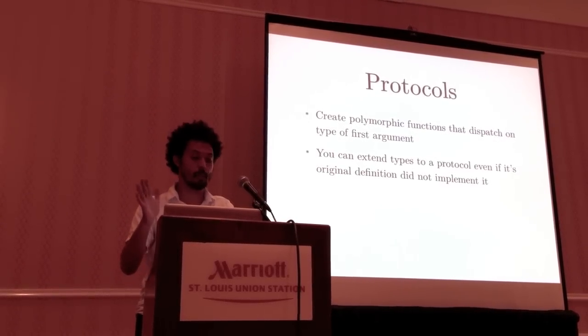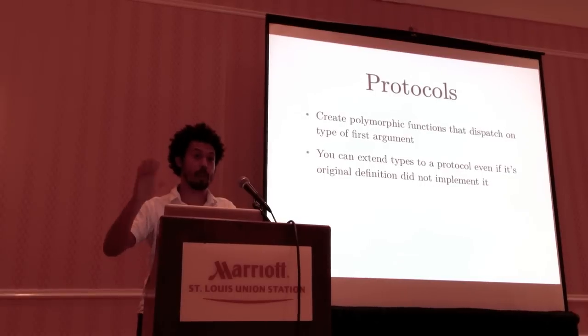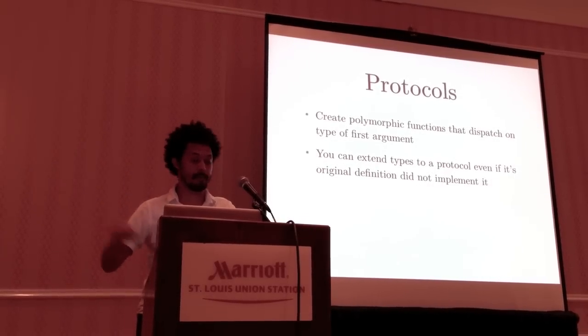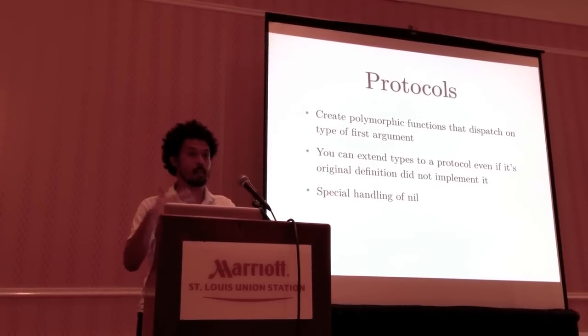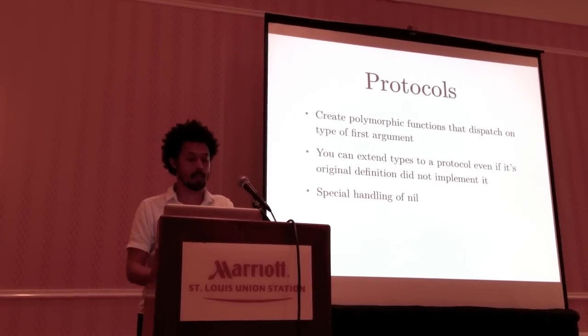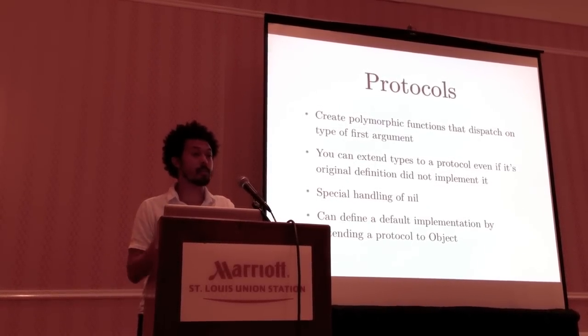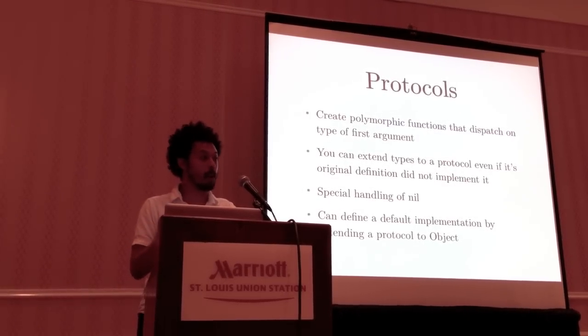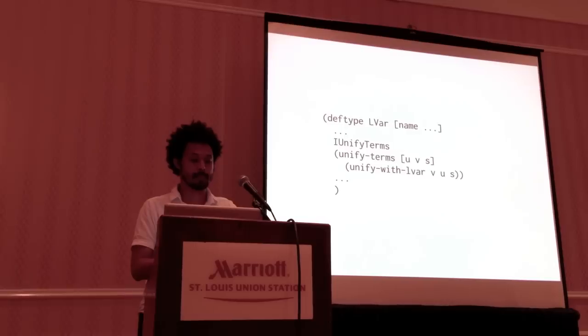You can extend types to a protocol even if the original implementation did not implement it. You can actually do special handling at nil, and this is kind of nice, and we'll see why. We can also define default implementations by extending a protocol to Object, and we'll also see why this is useful.